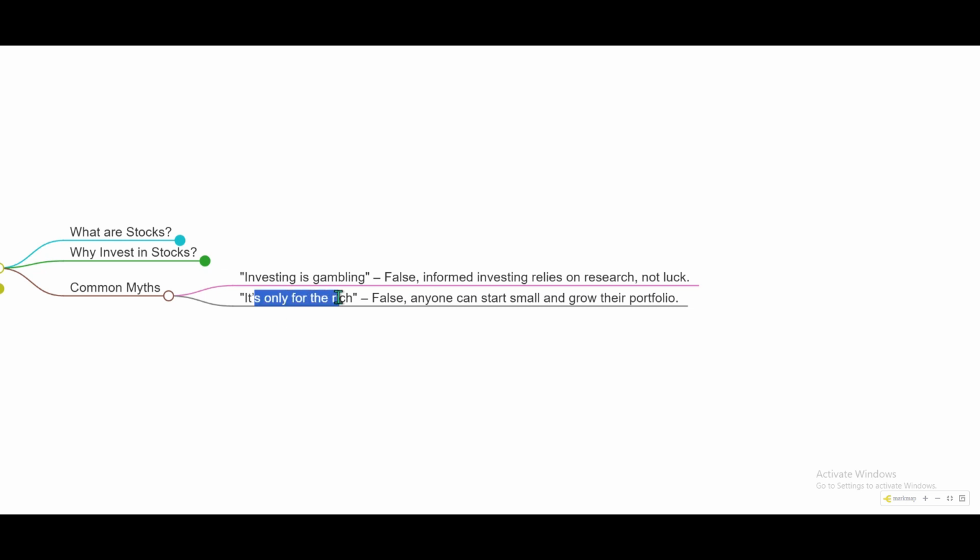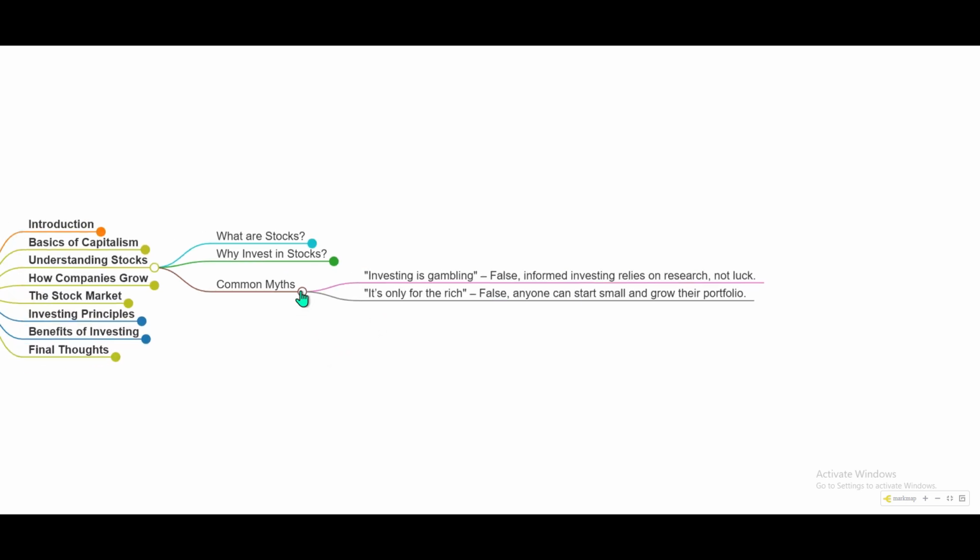Another common myth is that the stock market is only for the rich. No, it is also false. Anyone can start small and grow their portfolio. This is what the author says about these myths.